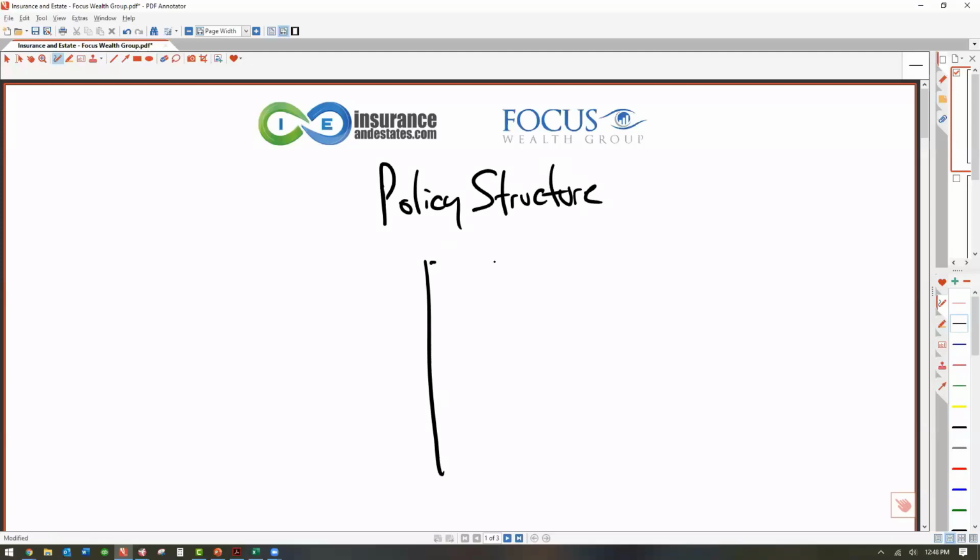The way I break this down, we'll draw a little rectangle here. We're using whole life insurance for the infinite banking concept because there's no increasing cost for base premium coverage. It's time tested. Whole life has been around for over 200 years. The companies that we use here at Insurance and Estates and Focus Wealth Group are high A-rated, have been in business over 150 years, and are dividend paying mutual companies. And every whole life policy out there has what's called base premium.